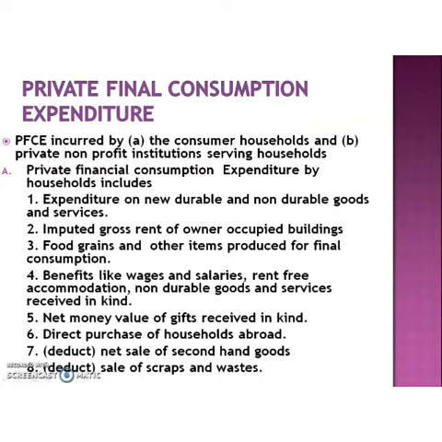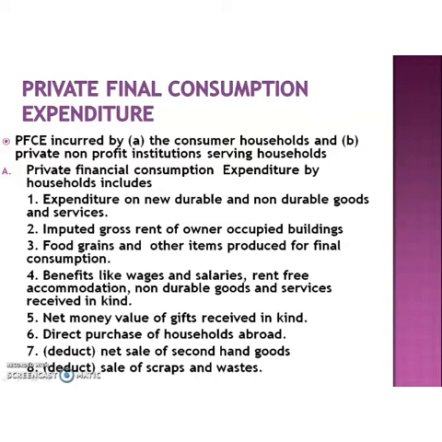Final consumption by the private households or private firms is either by the consumer households or by private non-profit institutions serving households. So private final consumption expenditure by households includes expenditure on new durable and non-durable goods. That is, for example, new car purchased by a household, new shirt purchased by a household, etc. Imputed gross rent of owner-occupied buildings, food grains and other items produced for final consumption.